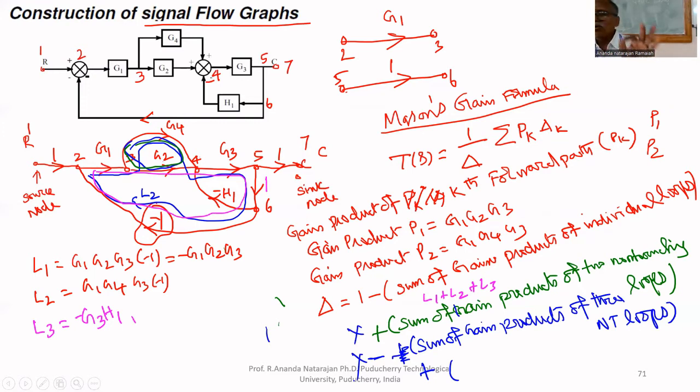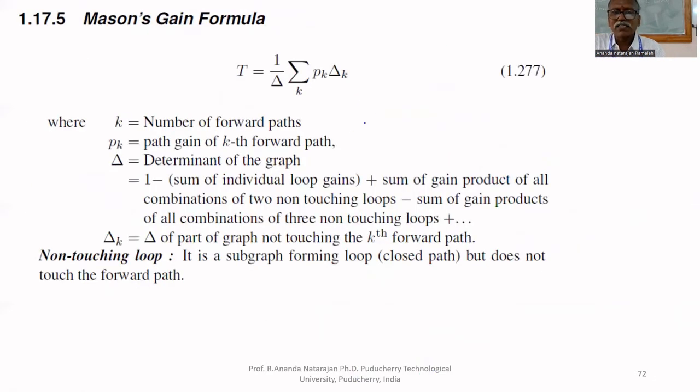The formula is delta equal to 1 minus sum of gain products of individual loops. Now I think you got the meaning of individual loops. All loops must be taken the first time. The second time, if a group of 2 loops are not touching each other, then you can consider. For example, I am having a loop like this. Non-touching loop, I will give you an example. One forward path.